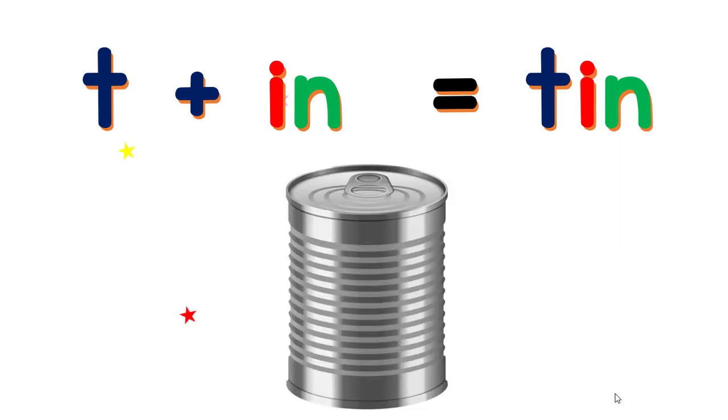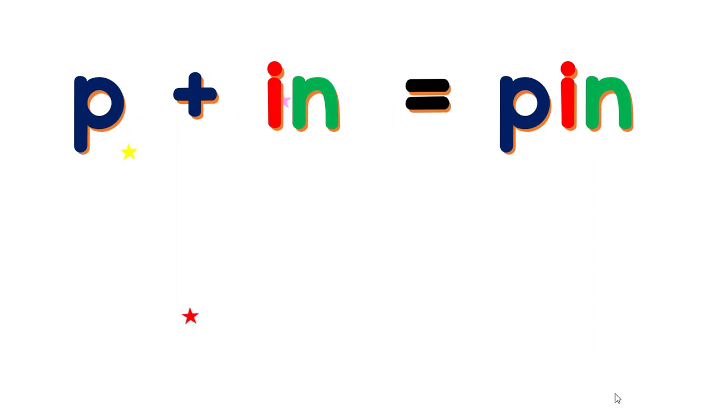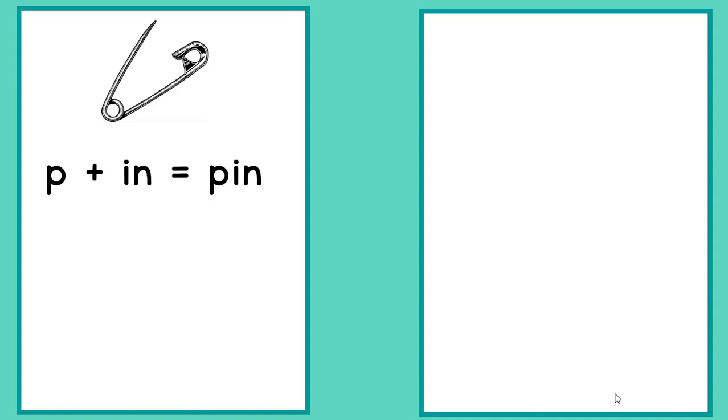Next one. Letter P sound P. I N sound in. So, P, in, pin. One more time, P, in, pin. Good job. All right, this one is a pin. Okay, look, P, in, pin. One more time, good job.